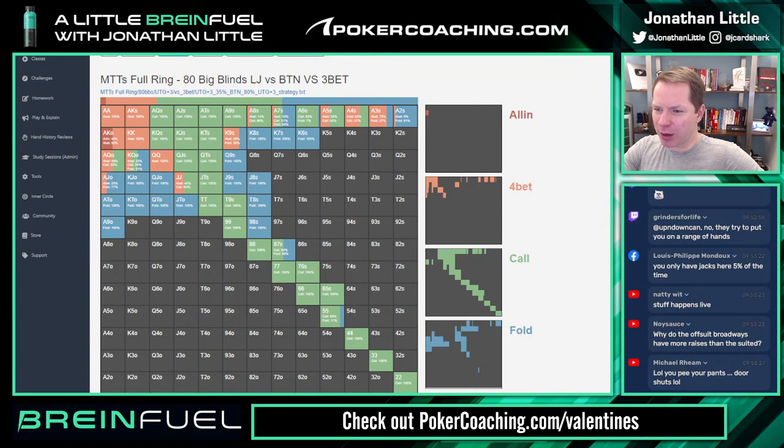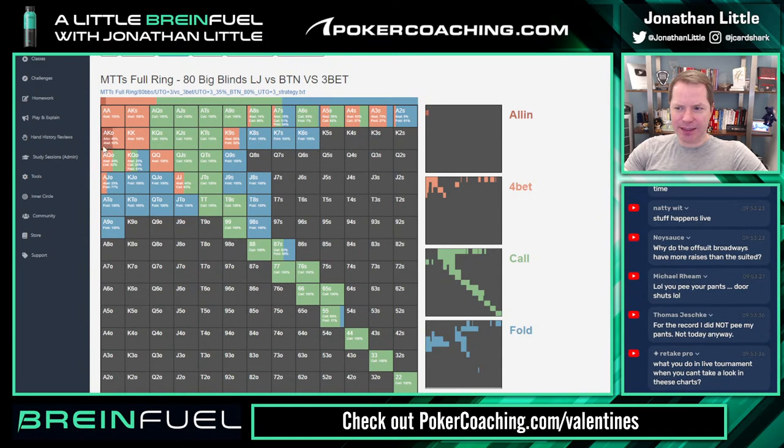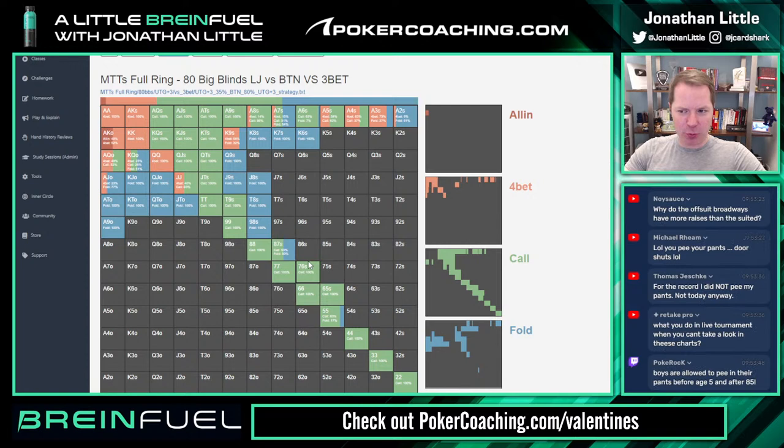Why do the offsuit broadways have more raises than the suiteds? These are bluffs. These hands here are bluffing. The suited ones don't want to bluff because they want to see the flop. Like, why is 7-6 suited played and not 7-6 offsuit? Because it flops well. Why is king queen suited called and not 4-bet? Because it really wants to see the flop and does not want to get 4-bet off its range. This is a very, very common thing.